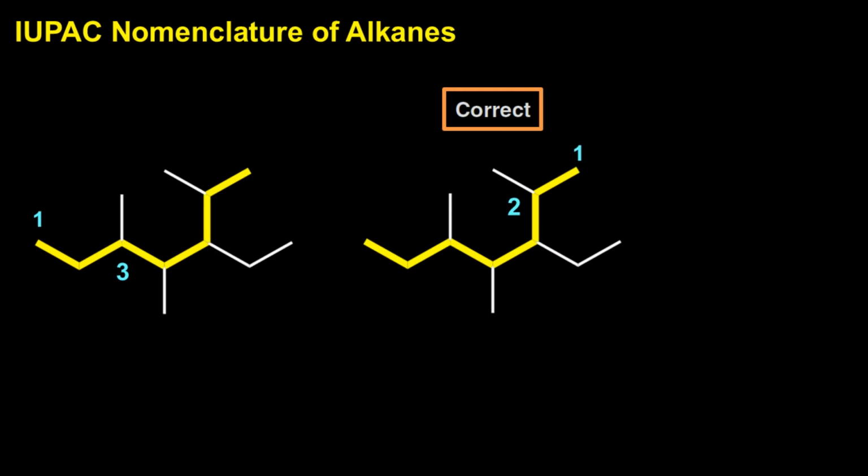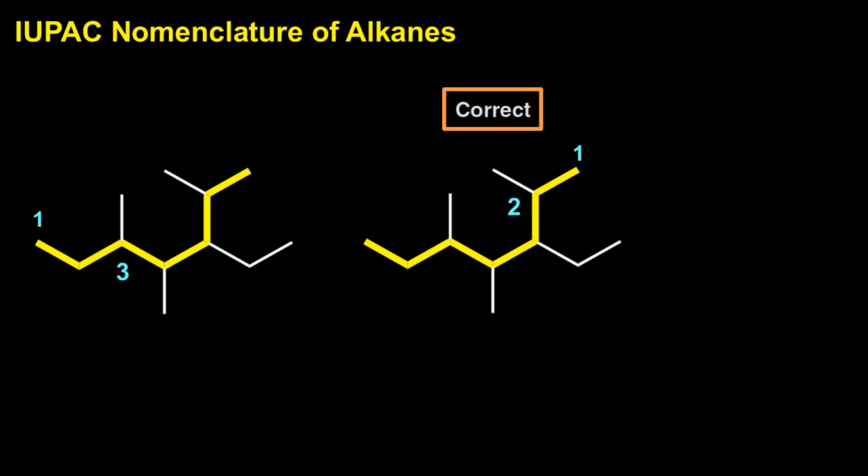In the incorrect example on the left, we start numbering from the leftmost carbon. That puts the first branch at a higher number than necessary, which means all the substituents end up with larger numbers. And according to IUPAC rules, that's not ideal, because we always want the lowest possible numbers.